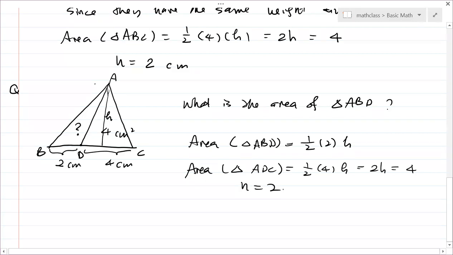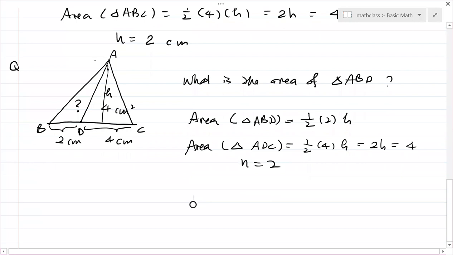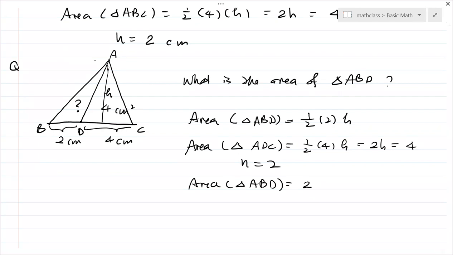So once h is 2, you can figure out the area of the triangle on the left-hand side. Because you know the height, base times height divided by 2 is 2. So it's 2 square centimeters, with the units in the answer.